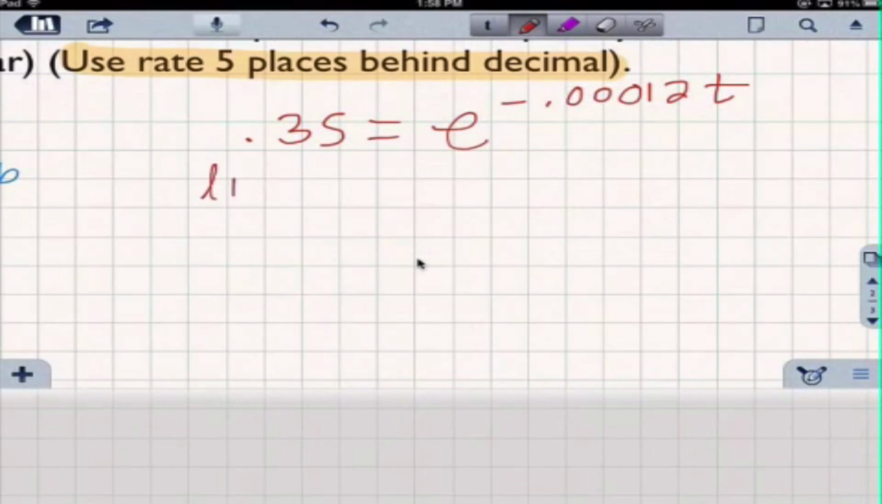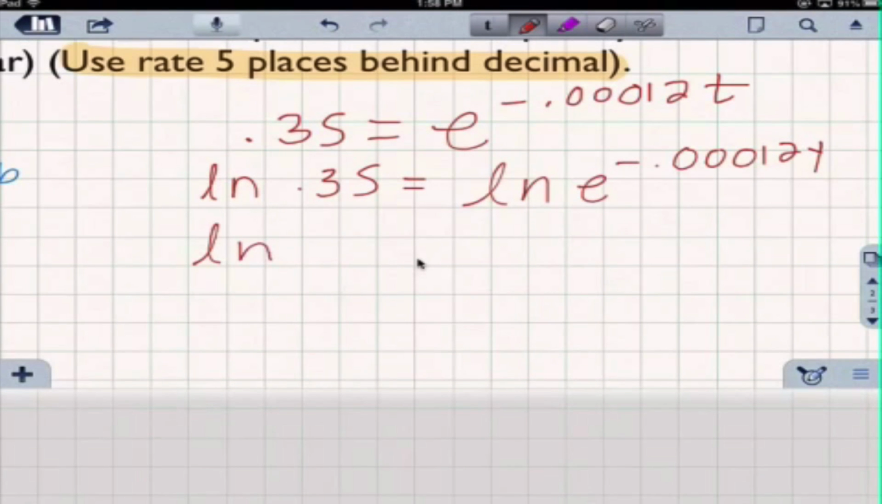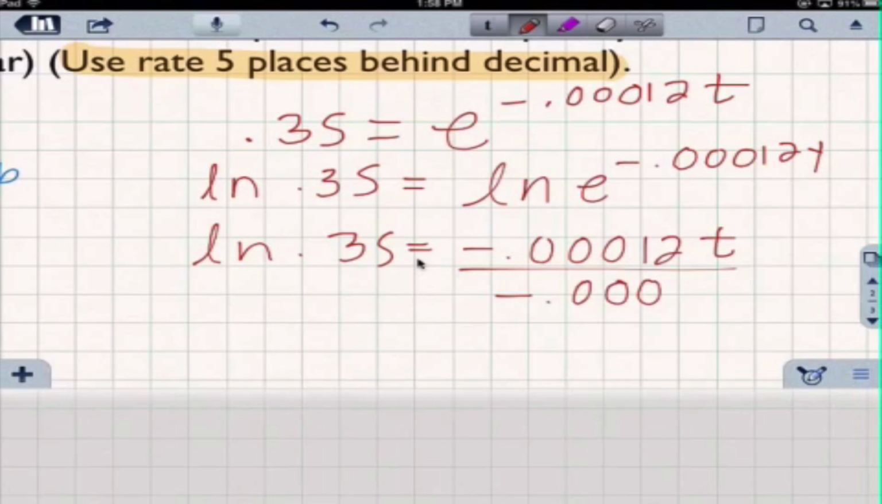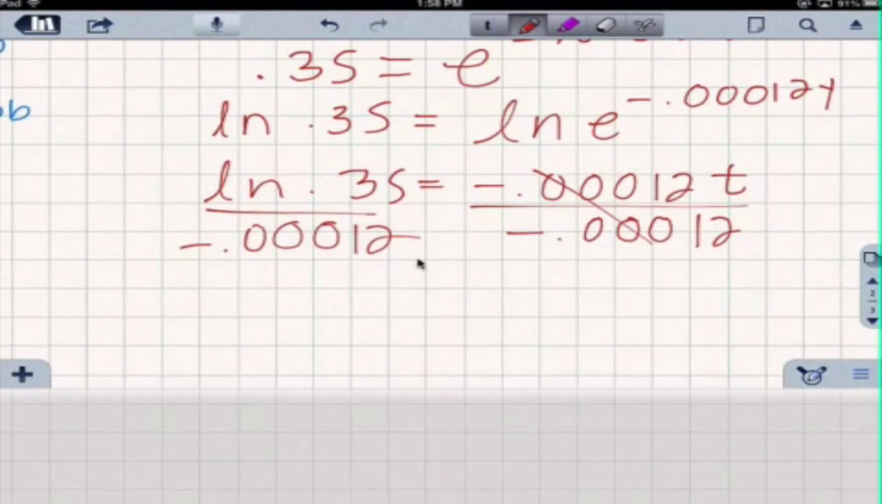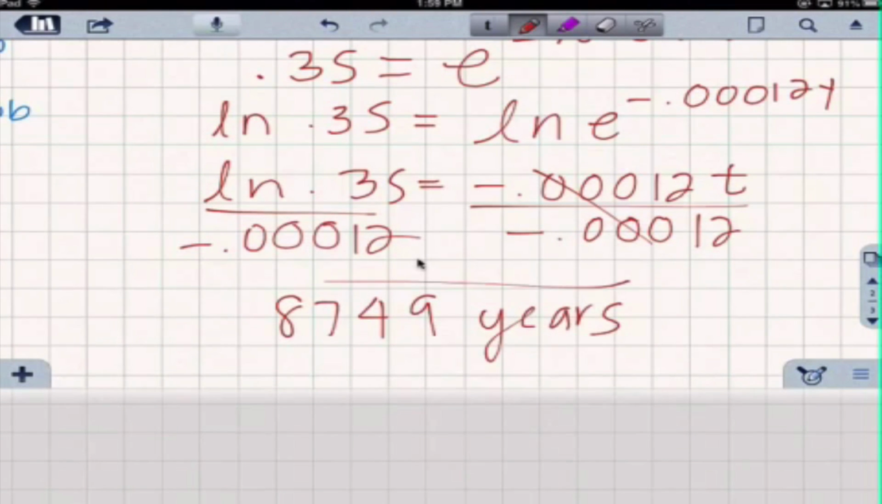Once again, I'm going to take an ln of both sides. So I have ln of 0.35 equals negative 0.00012 t. So I would have to divide both sides. And when I put this into my calculator, I get 8749 years, because it did tell me to round to the nearest year. Now that seems like a pretty accurate year. That's not a weird answer. If I got a negative answer, I would definitely think that's weird.